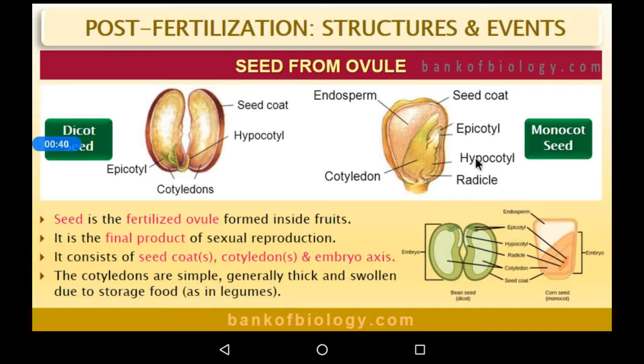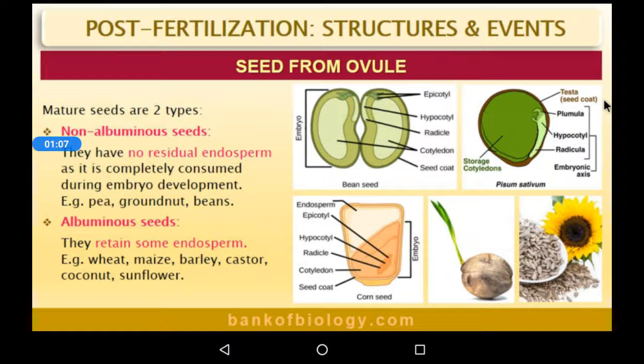Here you can see the picture of a monocot seed and a dicot seed. The cotyledons are simple, generally thick and swollen. Why are they swollen? Due to the storage of food. The cotyledons are the seed leaves which mainly store food and also provide nourishment to the developing plumule and radicle.